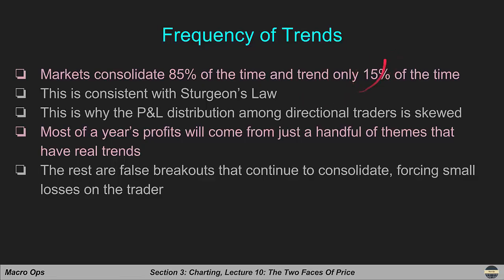That 10% of the time is when we're going to get nice, clear, directionally biased trends, and those are the ones that we're really going to want to ride. And this is a reason why the P&L distributions among directional traders are skewed into this 90-10 fashion, because most of the moves end up being false moves or fizzle out or don't end up being very large moves. Only a small percentage of them, 15 to 10% of them, actually have those nice big trends. So most of a year's profits are going to come from a handful of those themes that have real trends. The rest are false breakouts, frustration points, more consolidation, forcing small losses on everyone.